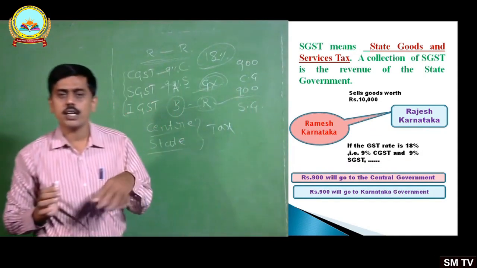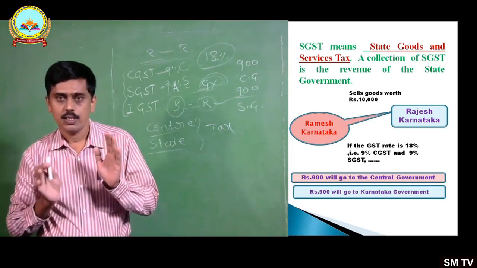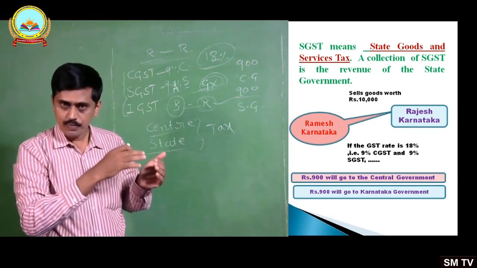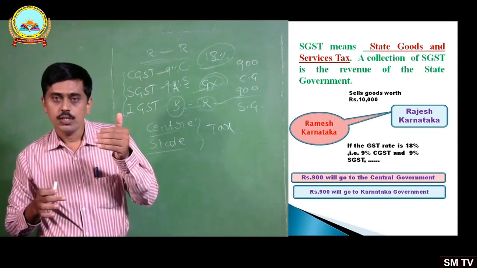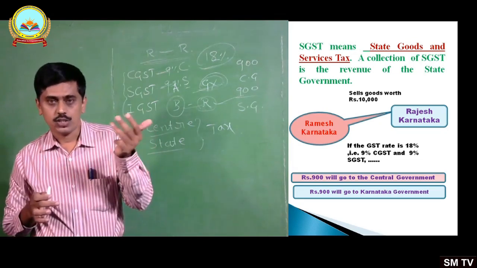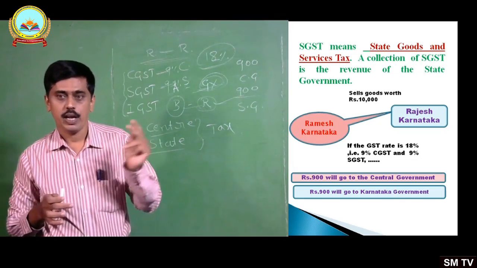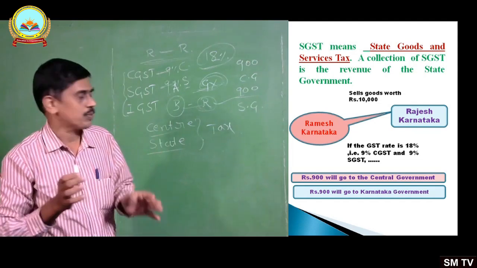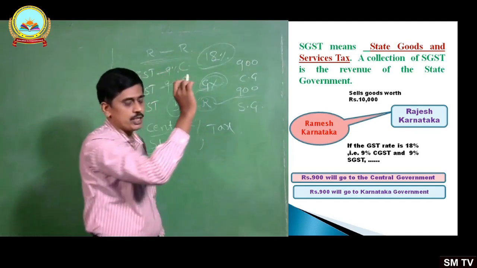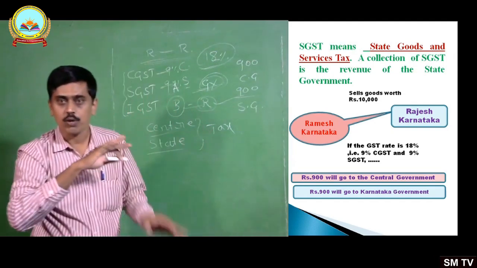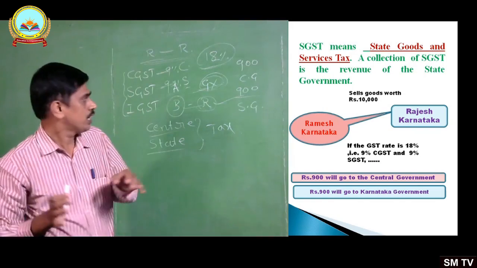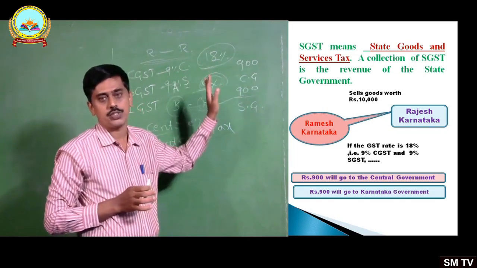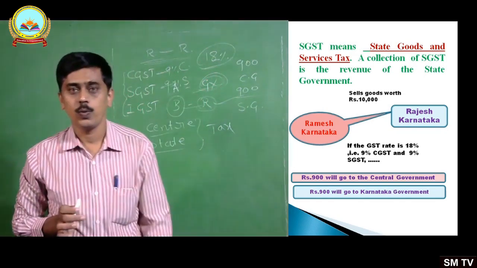In place of all other taxes, now only one tax exists, isn't it? Earlier, the center used to levy CST and the state used to levy VAT and other taxes, entry taxes, etc. Now all other taxes are removed, and in place of that we have only one tax, that is GST. Assume if it is 18%, 9% to the state and 9% to the center. That is how SGST works.